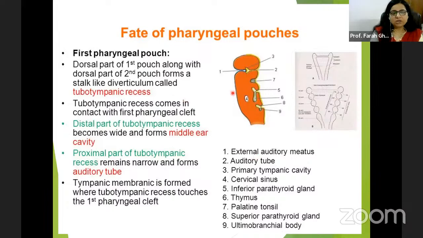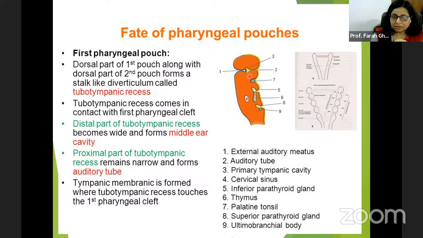First pharyngeal pouch. Now the first pharyngeal pouch is basically forming the tubotympanic recess. If you take this view, this one was the external acoustic meatus developing from the first cleft, and it is in close approximation to the pouch. So the first pouch and the first cleft are in close approximation. This is the first endodermal pouch responsible for the formation of the tubotympanic recess.